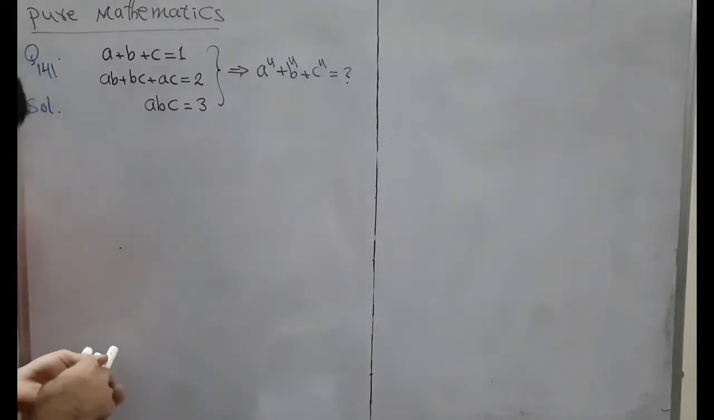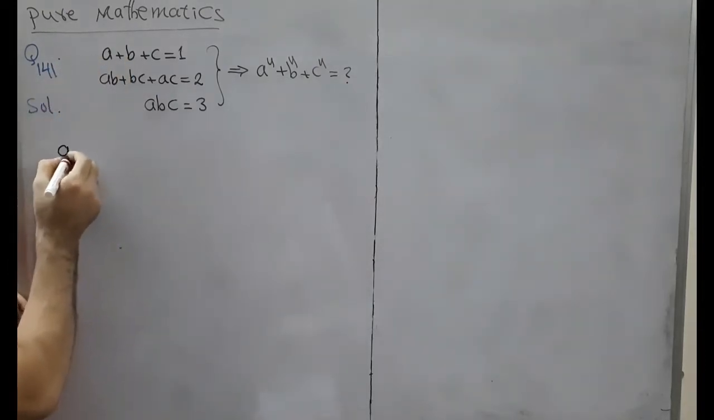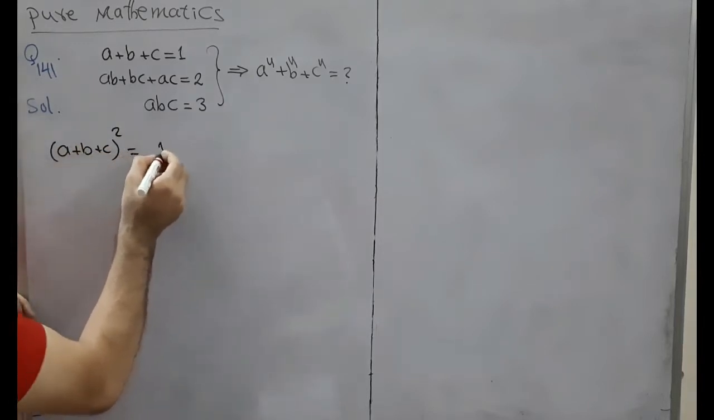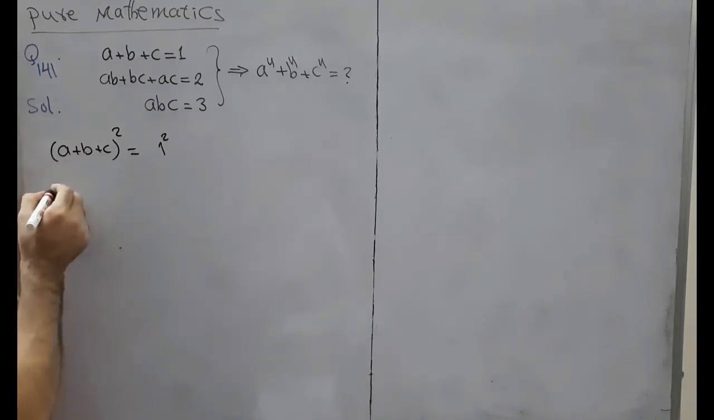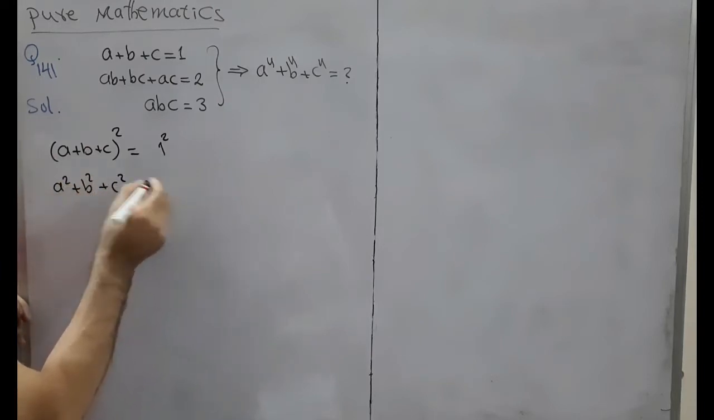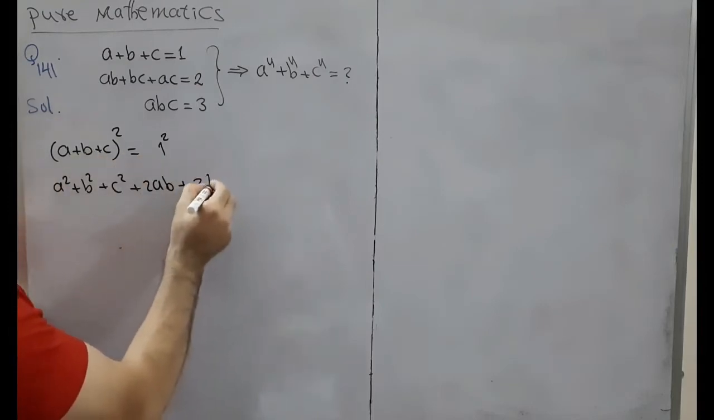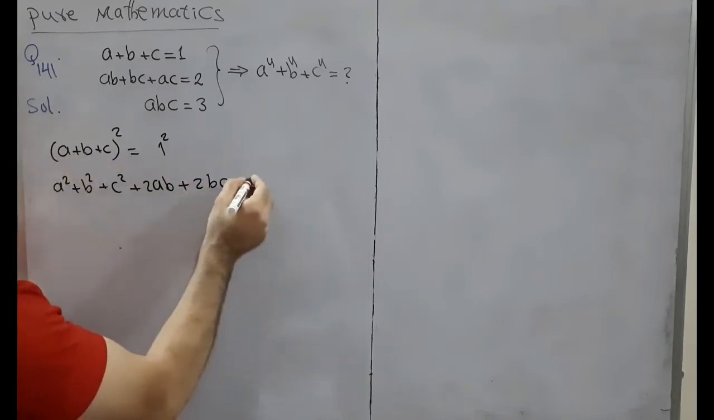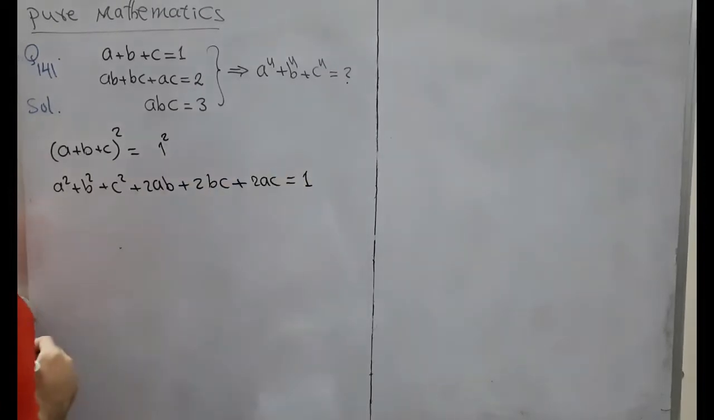Solution. First, we square both sides. (a plus b plus c) whole to the power 2 is equal to 1 to the power 2. According to the formula, we have a square plus b square plus c square plus 2 into a into b plus 2 into b into c plus 2 into a into c is equal to 1 square, which is equal to 1.